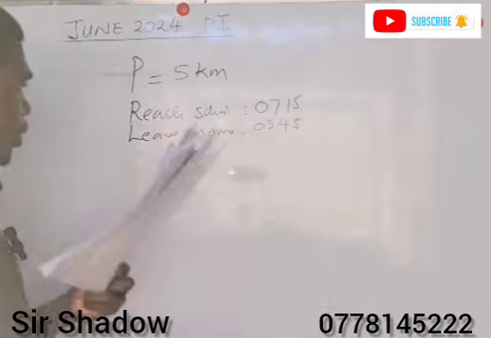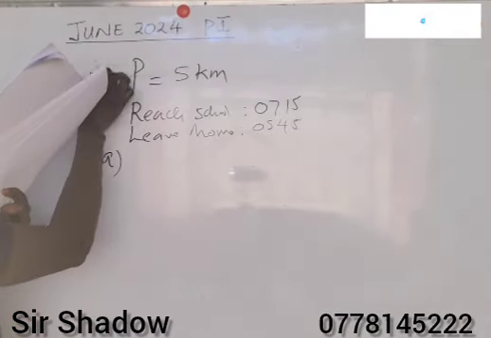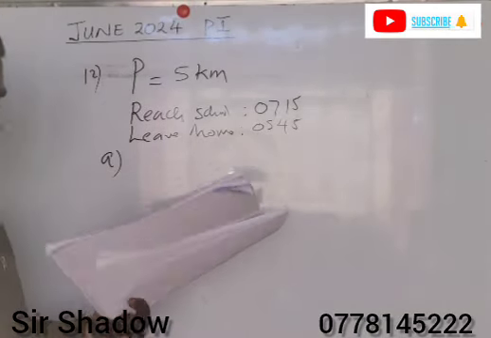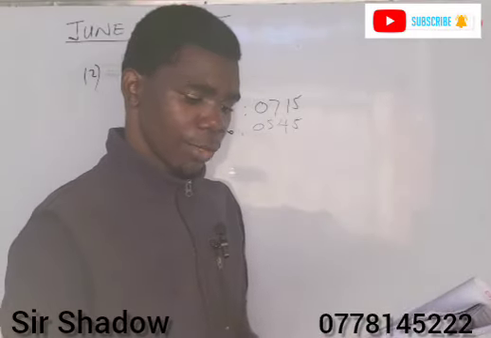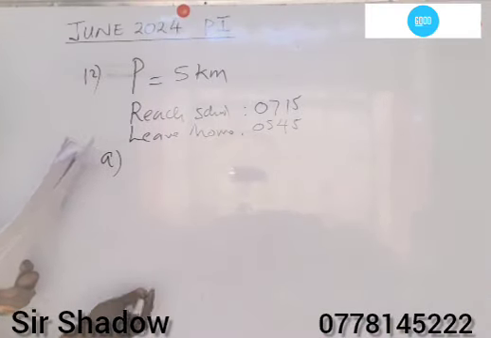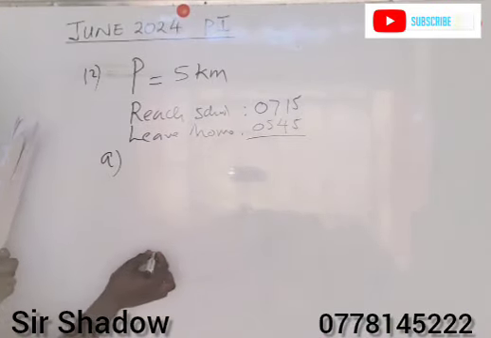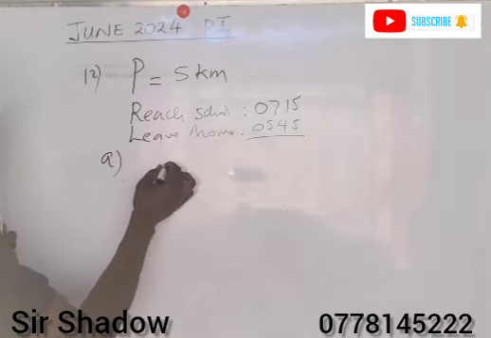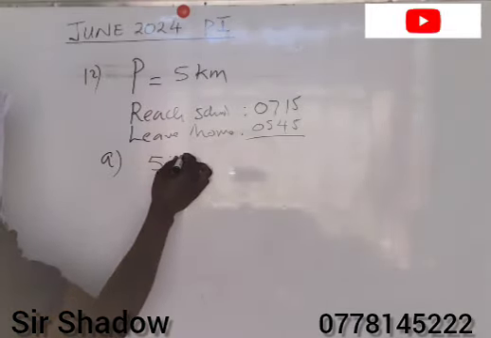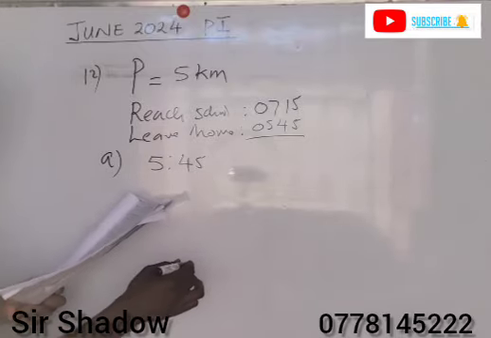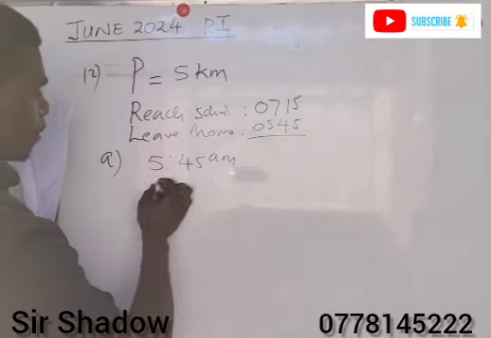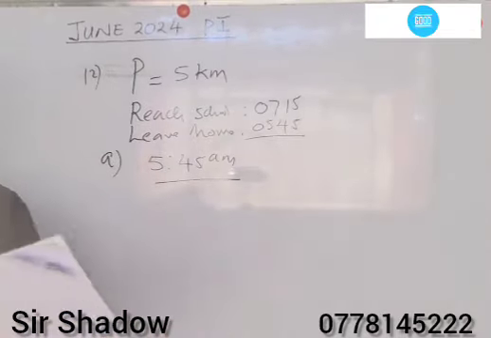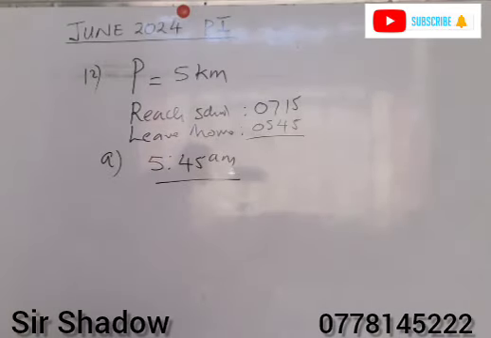Then the question is, question number 12: write 5:45 as a time in 24-hour notation. I want to write this one in 12-hour notation first. So in 12-hour notation, it is 5:45 a.m.